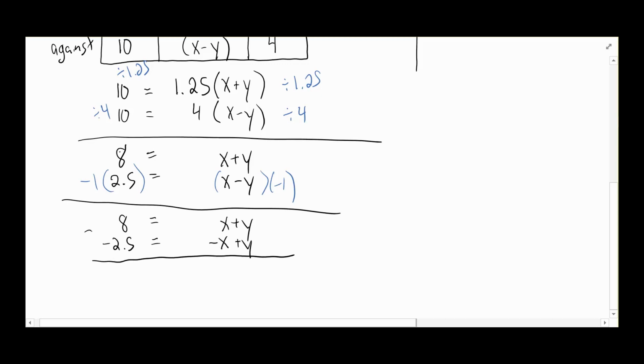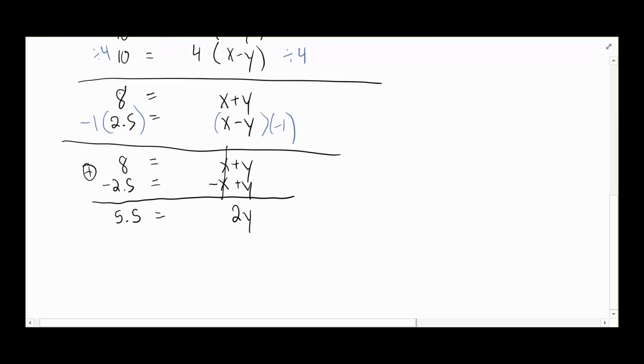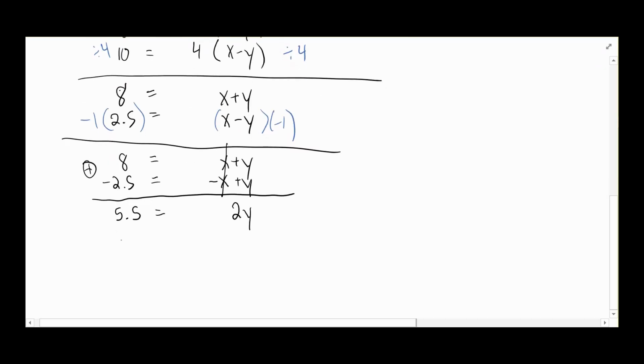So when I use the addition method, I'm going to get 5.5 equals x minus x is 0, but y plus y is 2y. Don't forget that this is the addition method. I get a lot of people that forget the 2 here. They forget that we're saying y plus y. So now to solve for y, we divide both sides by 2, and we get 2.75 equals y.